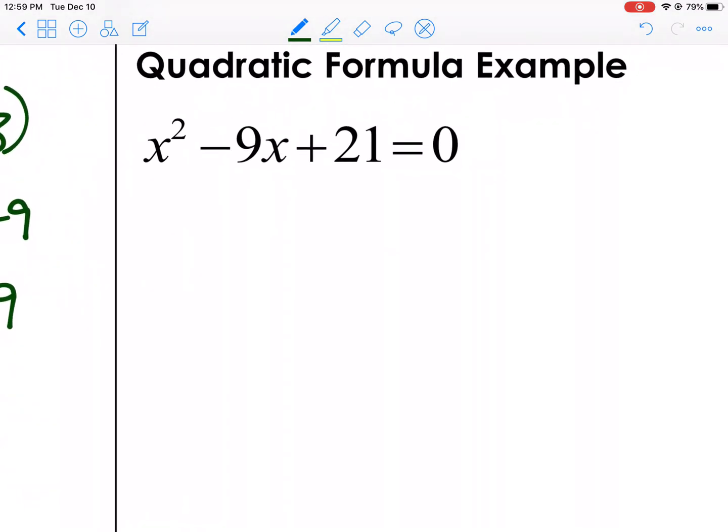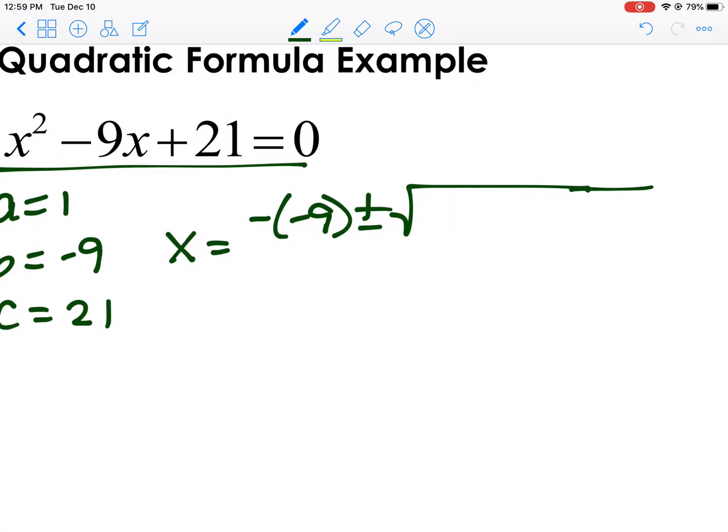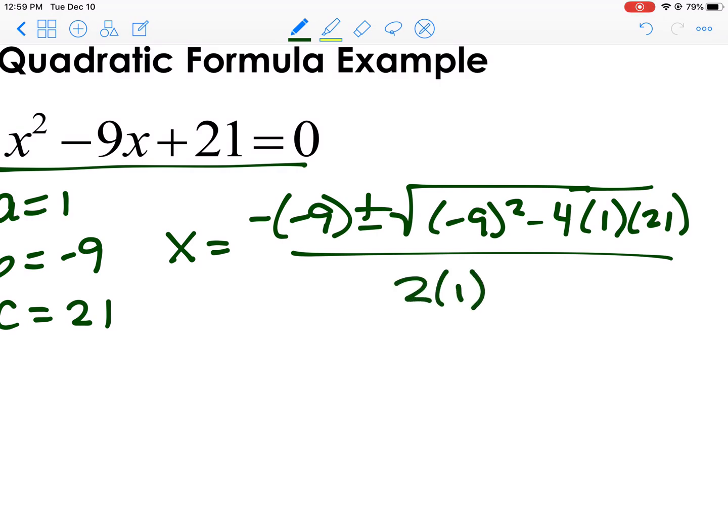And finally, quadratic formula example. So they've written it in standard form. We want to find what A is, and B, and C. And we've practiced these, so we should be pretty good at it by now, just finding these things. So let's use the quadratic formula. It is x equals negative b plus or minus the square root of b squared minus 4ac all over 2a.